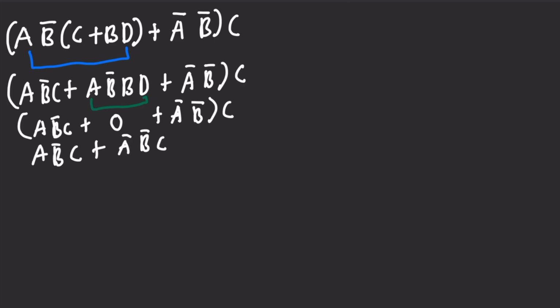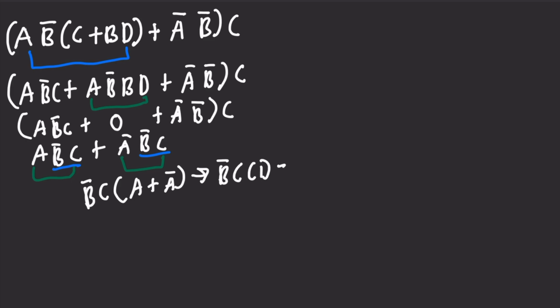Alright, so let's go ahead and look at these two terms. We see that with these two terms we have a similarity. We have B naught C here and B naught C here. So let's go ahead and factor that out. We'll have B naught C times A plus A naught. And A plus A naught is equal to 1. So in actuality, we have B naught C times 1, which is equal to B naught C.